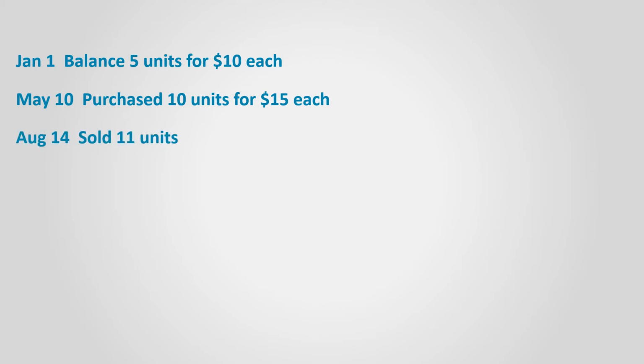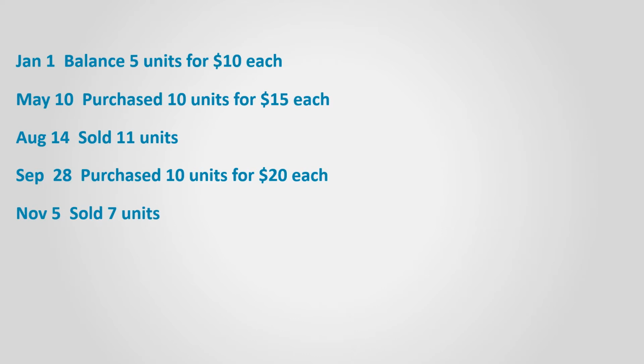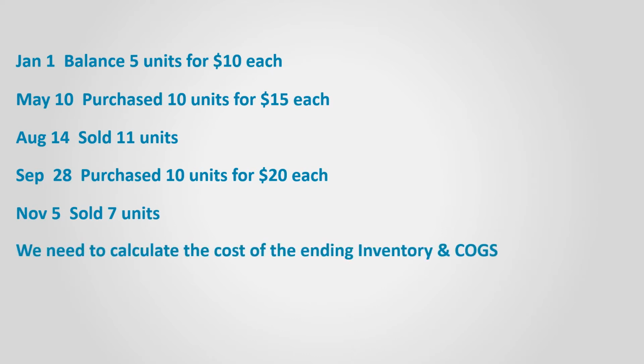Here is a summary. The business has beginning inventory of 5 units for $10 each. On May 10th, it purchased 10 units for $15 each. On August 14th, it sold 11 units. On September 28th, it purchased another 10 units for $20 each. On November 5, it sold 7 units and didn't do any further transactions regarding this product till the end of the period on December 31st.